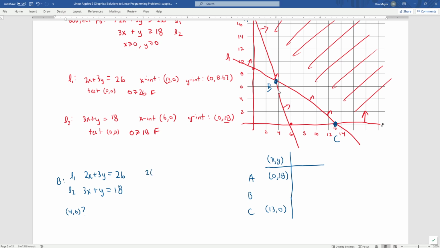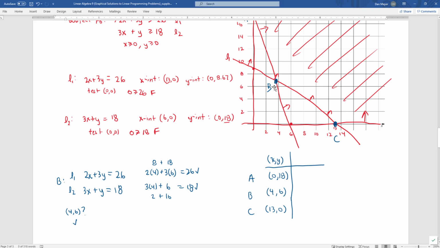All right, 2 times 4 plus 3 times 6, that's 8 plus 18, that's 26. That checks out. And then, let's see, 3 times 4 plus 6, that's 12 plus 6, that's 18. That checks out too. Okay, so we successfully guessed that it was the point (4, 6). And for what it's worth, I don't have that sitting in front of me. I just guessed that, legitimately just now on the spot.